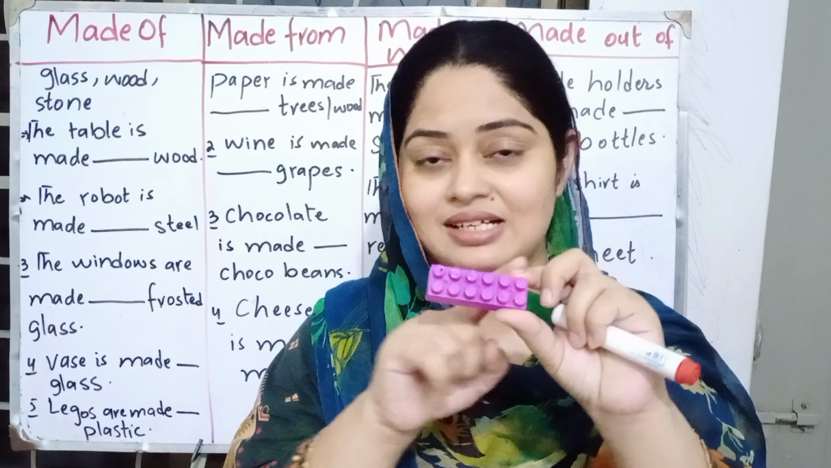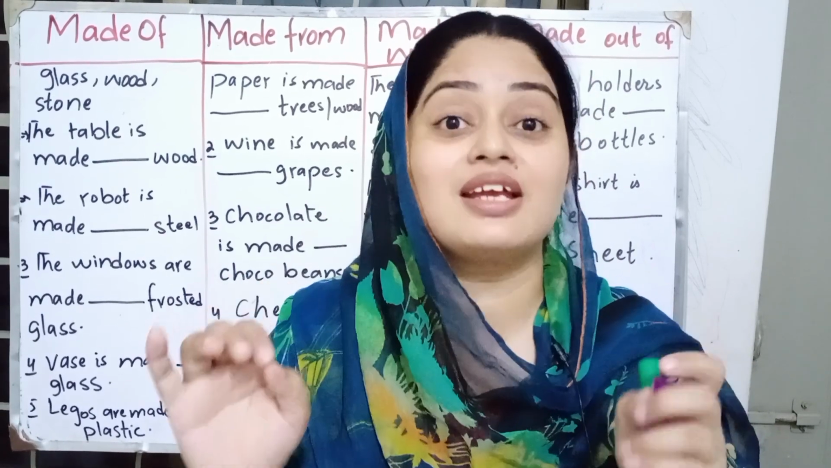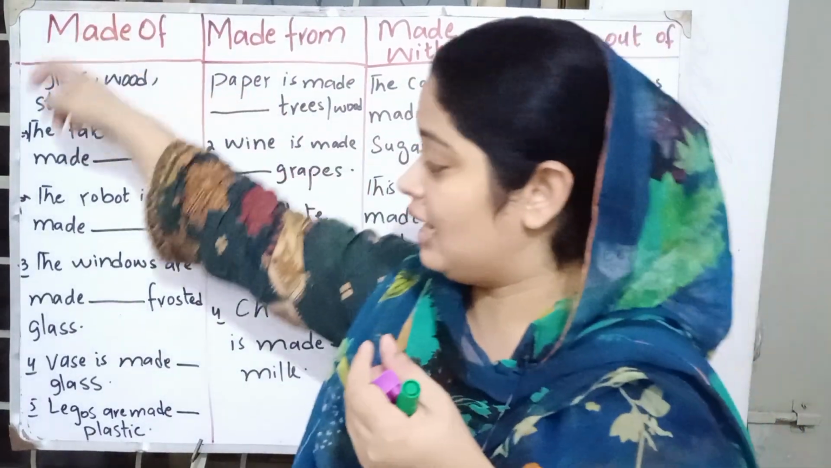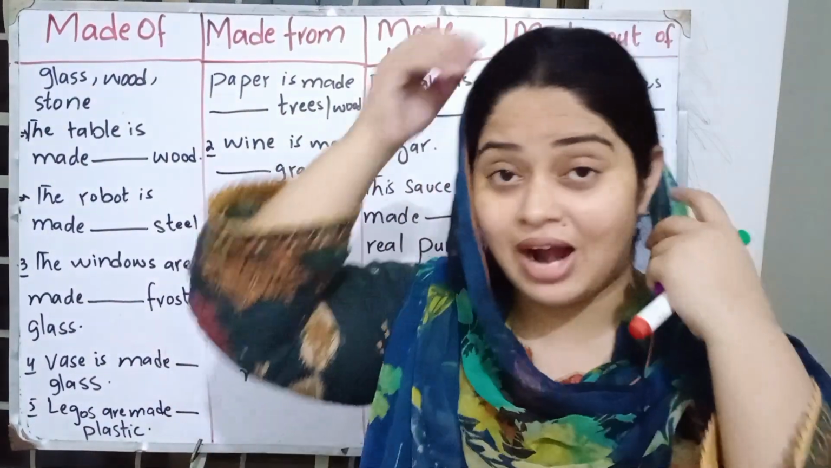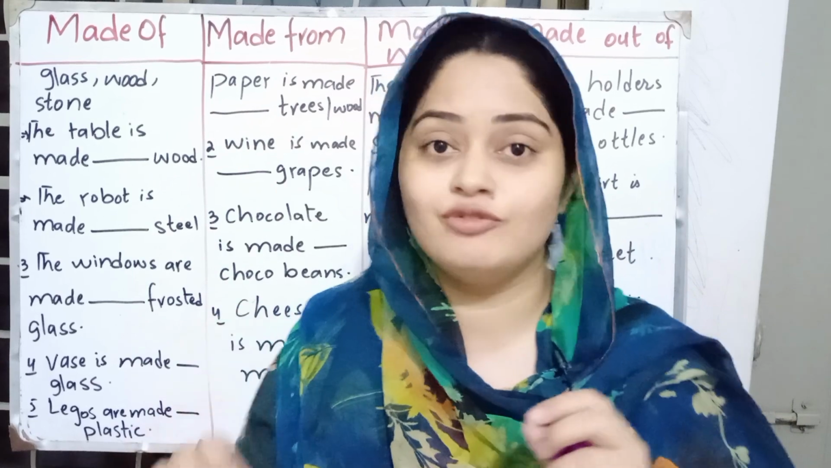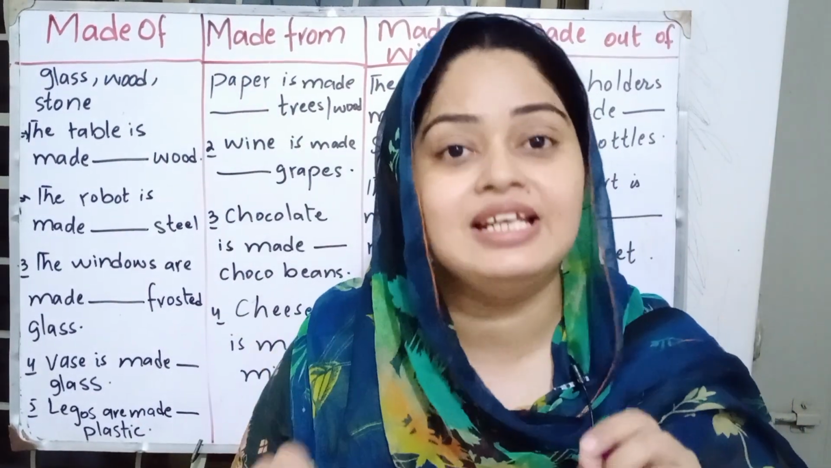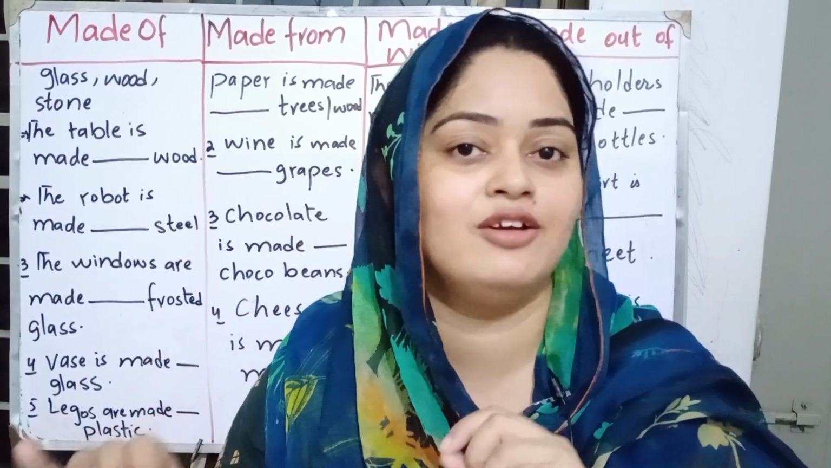We can recognize the original material. For example, the borderline of this whiteboard is made of iron. We can recognize, we can differentiate the original material with which something is made.